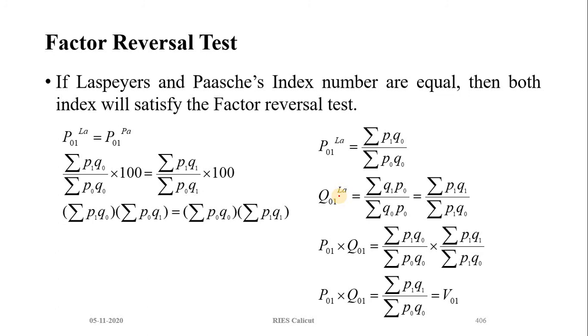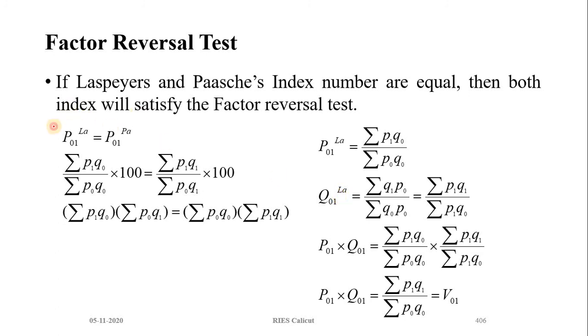Okay, so what is that condition? The condition is if your last pair index number and past chase index number are the same value, then the last pair as well as past chase index number will both satisfy the factor reversal test. So this is the derivation for that.